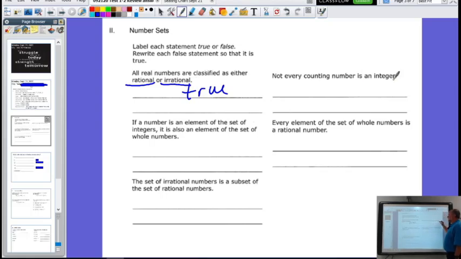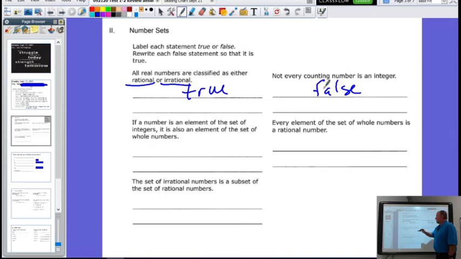Not every counting number is an integer. Well, counting numbers are 1, 2, 3, 4, 5. Are those in the set of integers as well? Yes, they are. So this statement right here is false because all counting numbers are integers.